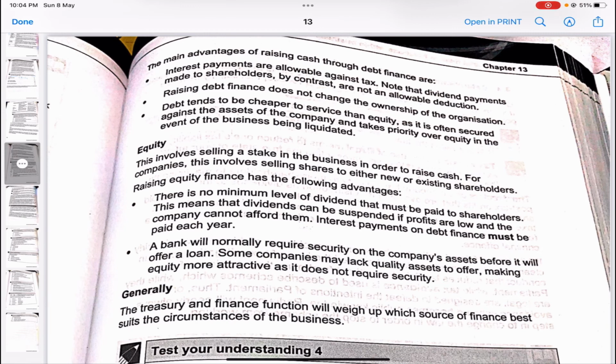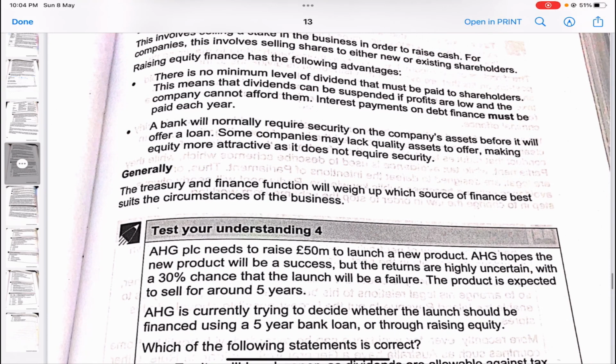Equity. Equity involves selling a stake in the business in order to raise cash. For companies, this involves selling shares to either new or existing shareholders. What are the advantages of raising money through equity? There is no minimum level of dividend that must be paid to shareholders. So in case we're not making a profit, we don't even have to pay dividends to the shareholders.